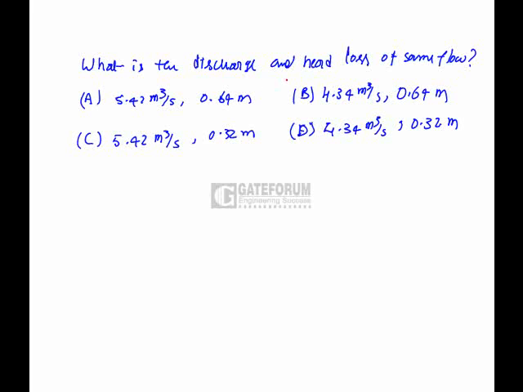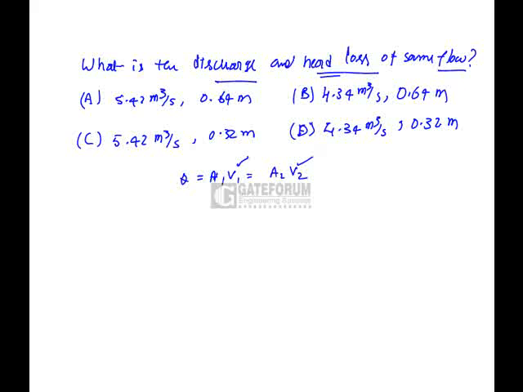What is the discharge and head loss of the same flow? We have to find out the two values, that is discharge and head loss. Discharge Q is equal to A1 V1. We know V1 from the previous question, so we are using A1 V1, or A2 V2 also we can use. For that we have to find out the V2 value.